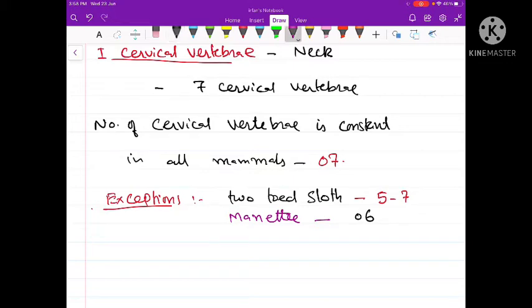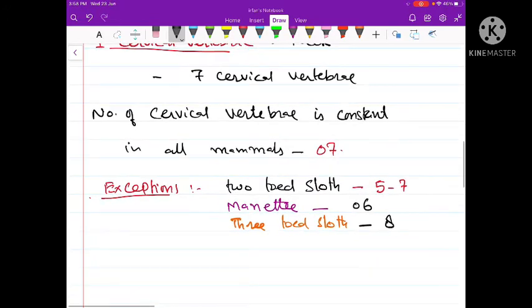Similarly, there is one more exception, that is the three-toed sloths. Three-toed sloths have additional vertebrae instead of 7 cervical vertebrae. The number can be 8 or 9. Apart from these 3 exceptions, all mammals have 7 cervical vertebrae in their neck, and this is the characteristic feature of all mammals.